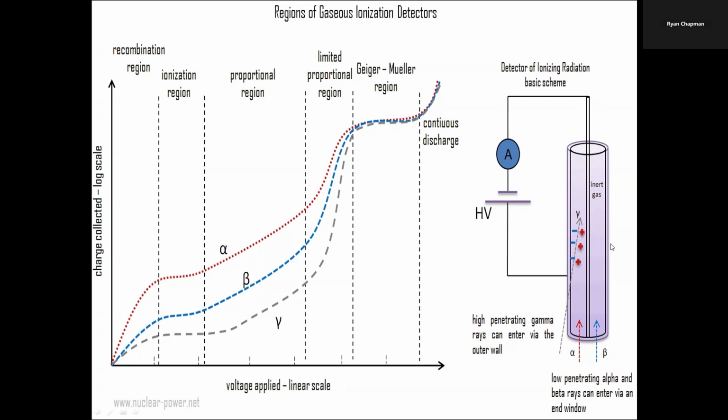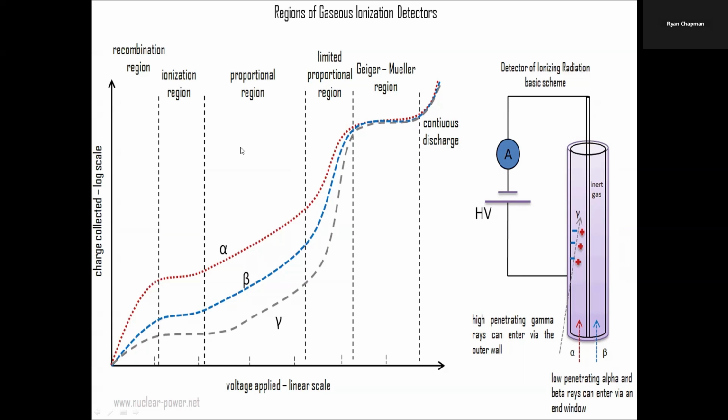Here is a diagram of a gas-filled detector. There's a voltage applied across the detector with the outside of the tube being the cathode and the central anode in the middle of the tube. Ionizing radiation enters the tube and ionizes the gas. Those ions move towards the electrodes, which cause a current, which is used for the detector output.